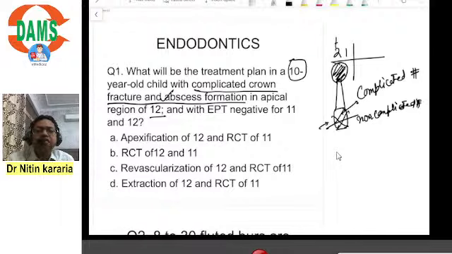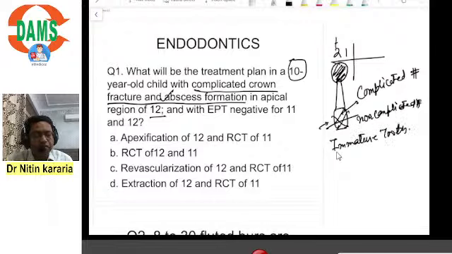And when the lateral incisors or the central incisors erupt, it usually takes 3 years from the eruption time for the root formation to complete. So if we consider the age of the child in this question, we can see that the lateral incisor is an immature tooth. I am talking about tooth number 1-2. It is an immature tooth with a periapical abscess and a complicated crown fracture.